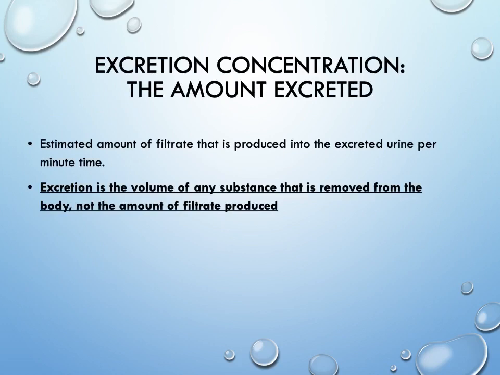So the other thing we can look at is excretion volumes. Excretion volume is how much actually is being released in urine. The excretion volume of any substance that's being removed is not necessarily the same amount that is being filtered. And we'll take a look at what that is here in a second when we look at what's referred to as clearance.